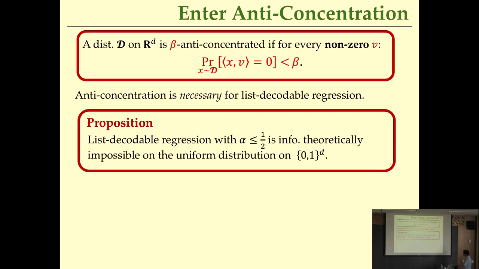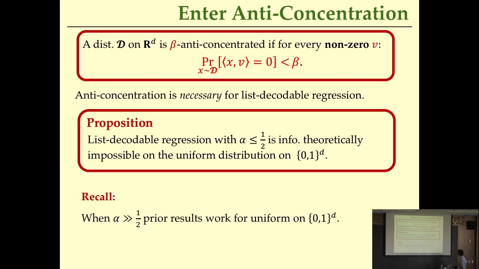Okay? In particular, one corollary of that formalization is that if you want to do list-decodable regression on the uniform distribution on the Boolean hypercube, and you have less than or equal to half fraction of inliers, well, then you are in trouble. You cannot do it. In fact, you can prove here, but I won't because it's simple and it won't add too much, that any list that you construct here would have to be of size at least the dimension of the hypercube. So there is no fixed constant size list you can produce provably. And this extends to the discrete distributions that I talked about earlier.